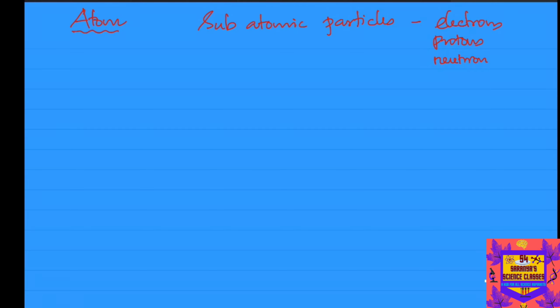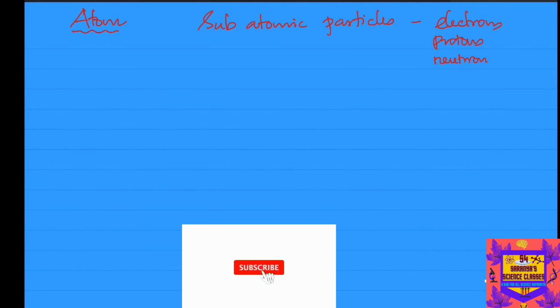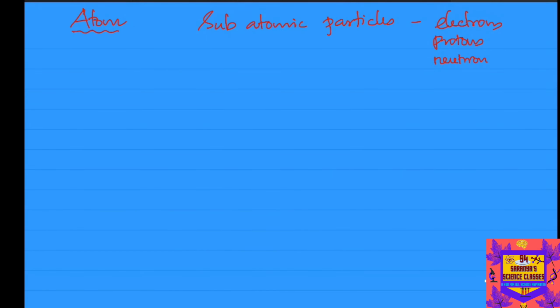There are so many other subatomic particles, like mesons and positrons. We have not learned about them in that much detail, but there are some other subatomic particles also, right? So now we are going to learn what you mean by an atom correctly, right? What is their size, that we are going to learn.